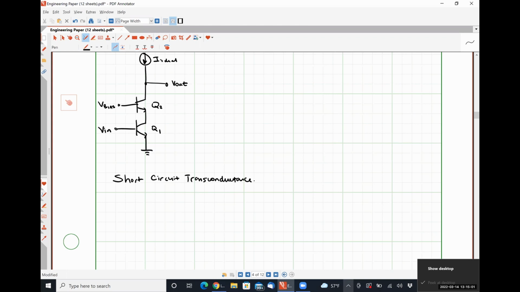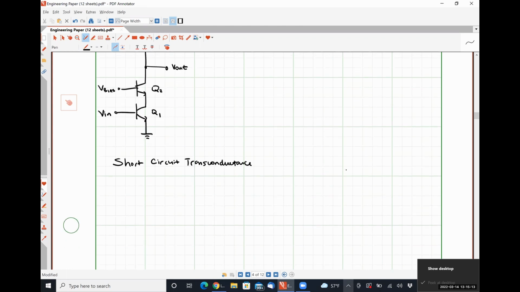So in our analysis of transistors, we defined transconductance as the transistor's ability to generate an output current due to a small change in its input voltage. So for BJTs, that definition was gm is the derivative of IC taken with respect to voltage VBE, or simply IC over VT, where we are assuming forward active operation.